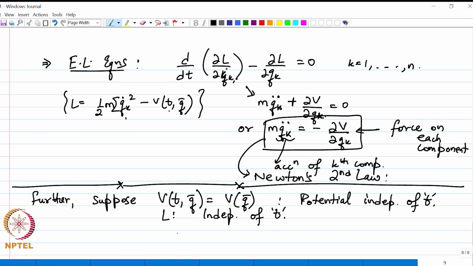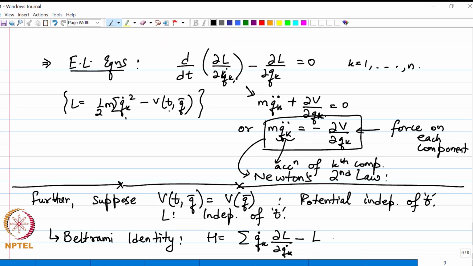So, in this case my Euler Lagrange reduces to the Beltrami identity. So, my Beltrami identity becomes H, which is equal to summation q k dot del L del q k dot minus L is equal to a constant, right, where this summation is from 1 to n.